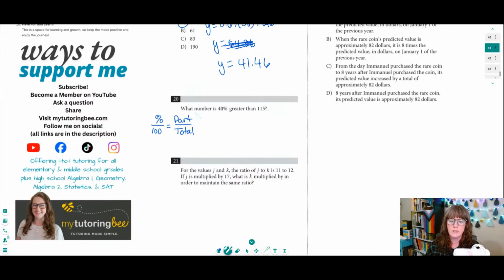So this is how we can set that up. Let's set that up before I tell you the second way that we could do this. So 40%, that's our percentage. That's going to go in the percentage spot. It's always over 100. And then 115 is the total, and we want to find the part. We want to find that 40% of the total 115. So this is one way to set up our proportion.